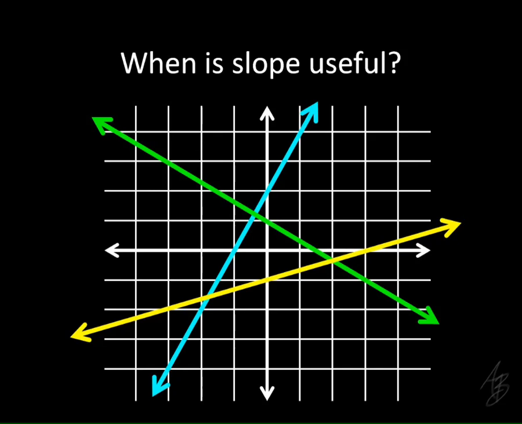How many people think they know which line Kayla picked? Kayla picked the line with a slope of 2, or 2 over 1. How many people think they know which line she picked? Which one did she pick? The blue line, right? Because that has a slope of 2 over 1. Okay, who picked a different line?